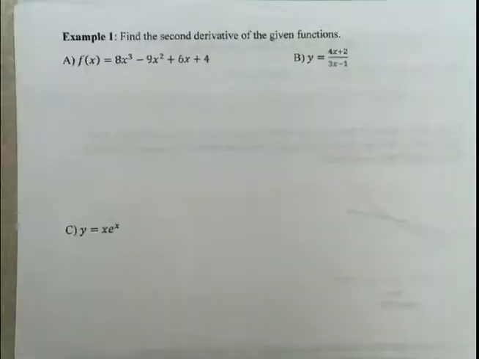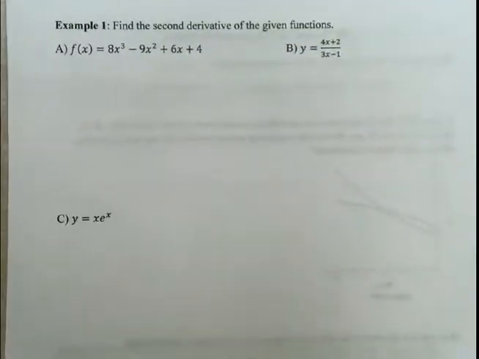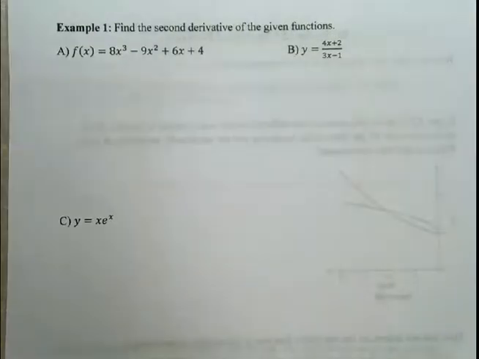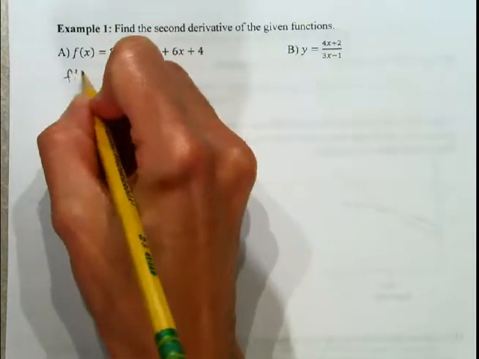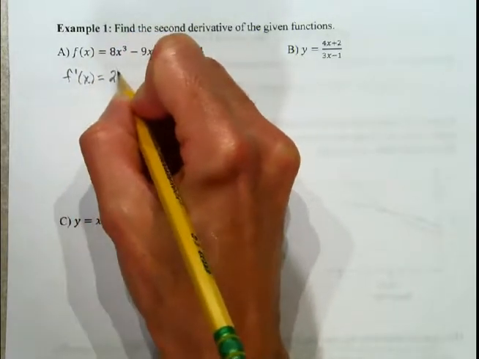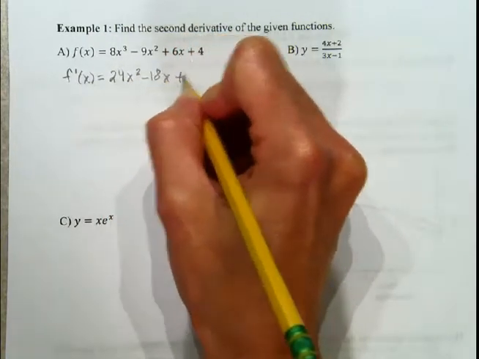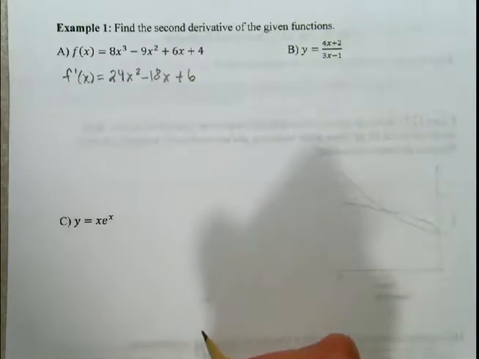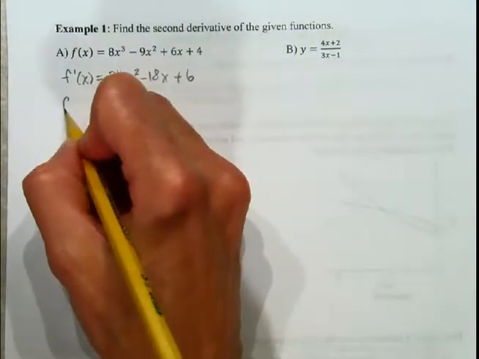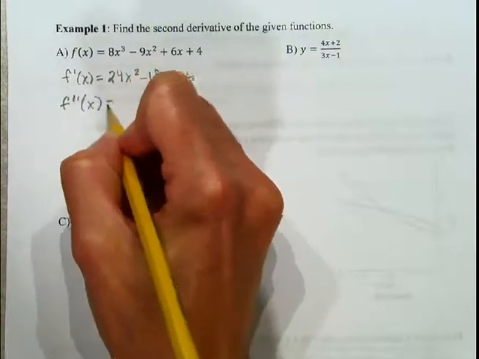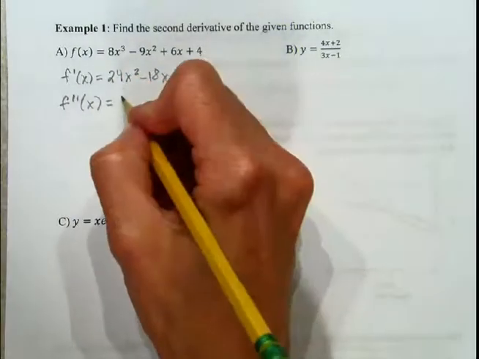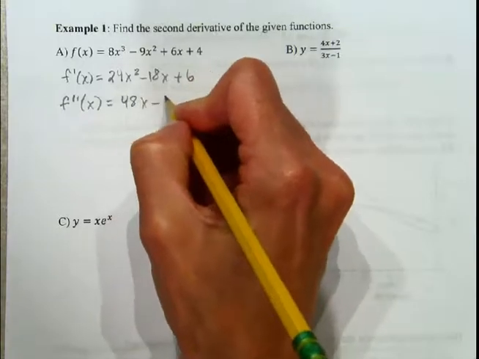Example 1, find the second derivative of the given functions. In example 1, part A, to find the second derivative, the very first thing you have to do is find the first derivative. The derivative of this one would be 24x squared minus 18x plus 6. And then we find the derivative of that, which is our second derivative. Be sure to do your notations correctly. This would be 48x minus 18.